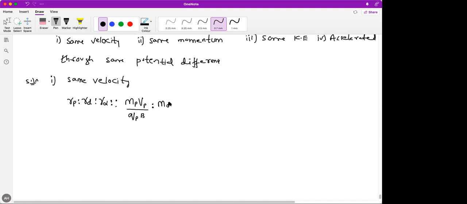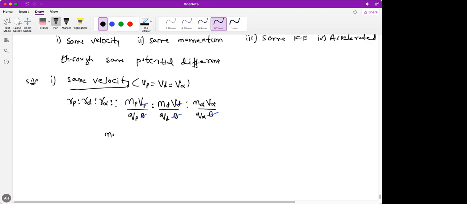Similarly, mass of deuteron, velocity of deuteron, charge of deuteron, and magnetic field. Mass of alpha particle, velocity of alpha particle, charge of alpha particle, and magnetic field. In these type of ratio, you can cancel only those terms which are common in all three. So B is common in all three, so you can cancel B. Velocity is same, that means Vp, Vd, V alpha are equal, so these all three get cancelled out.